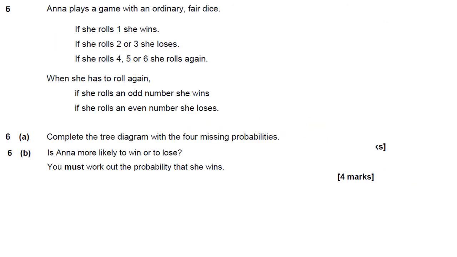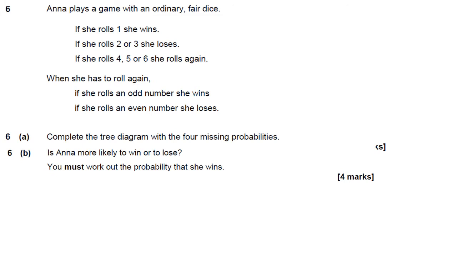Okay, question 6 is a probability question. Somebody's got a fair dice, so a 6-sided dice, equally likely to land on any of the 6 faces. And the game is that if it's a 1, it's a win. If it's 2 or 3, it's a loss. If it's a 4, 5 or 6, she has to roll again.